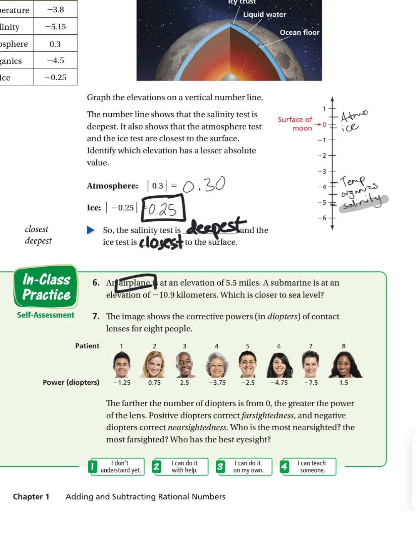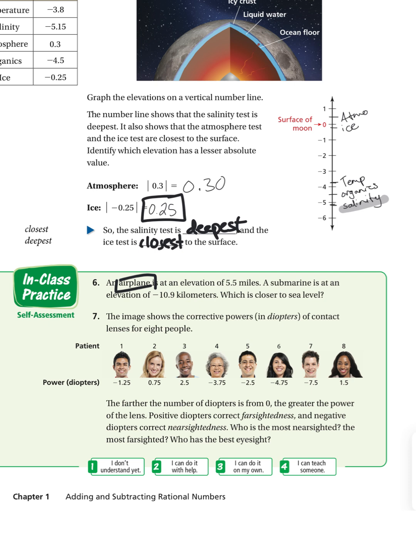All right, 7 says the image shows the corrective powers in diopters of contact lenses for 8 people. The further the number of diopters is from 0, the greater the power of lens. Positive diopters correct farsightedness, negative correct nearsightedness. So those of you who wear contacts, you might have noticed some numbers on your contacts. This is what those numbers mean. Kind of cool.